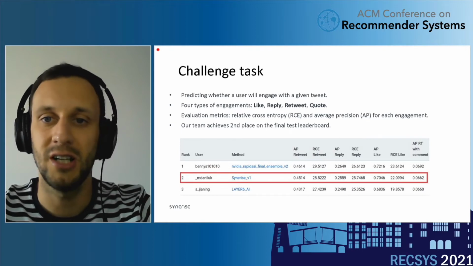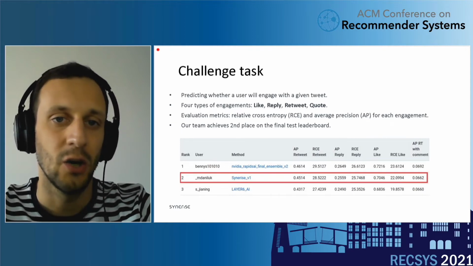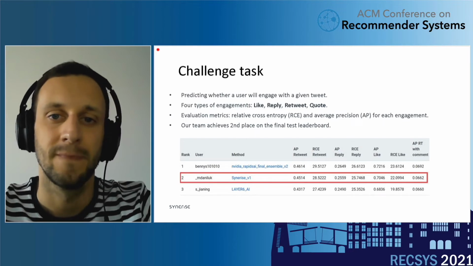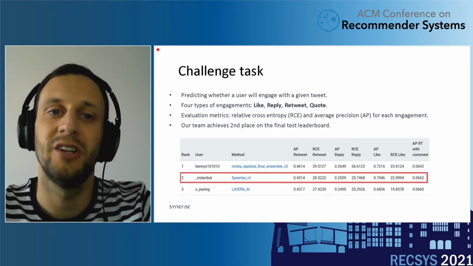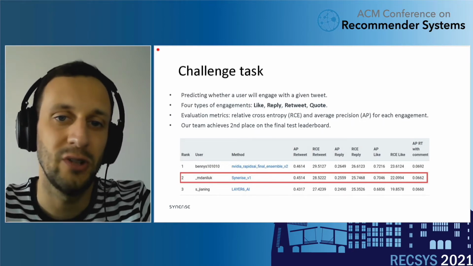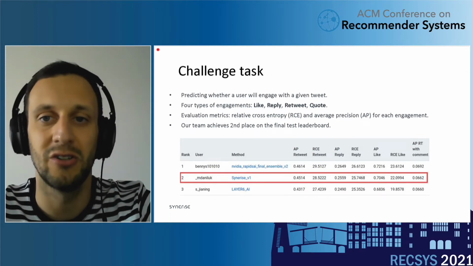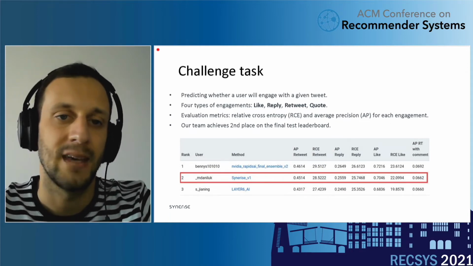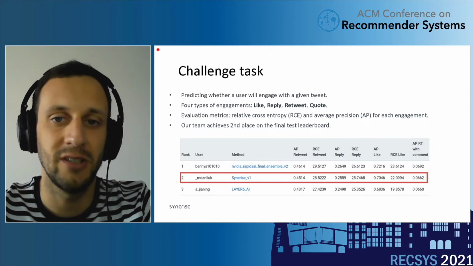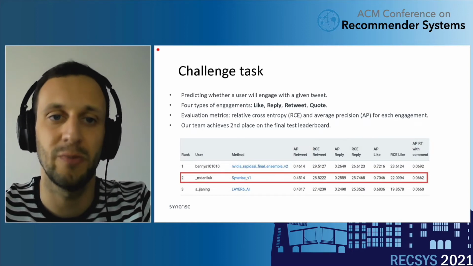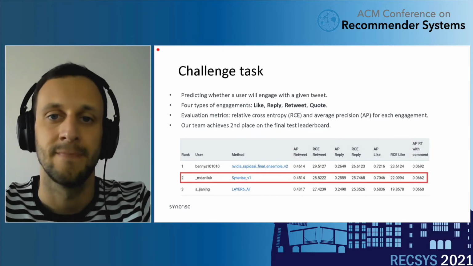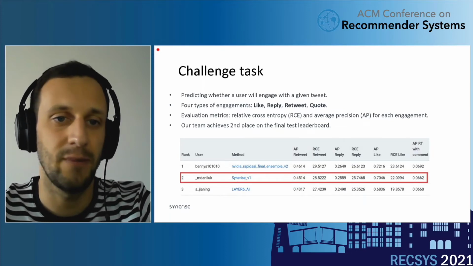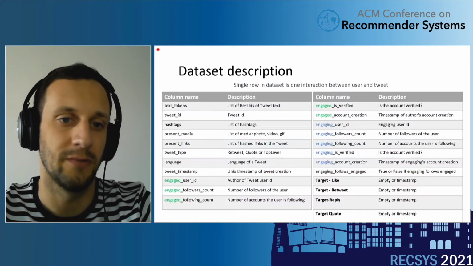The goal of the challenge was to predict user behavior when a user sees a tweet. We needed to predict whether the user liked the tweet, replied to the tweet, retweeted the tweet, or retweeted with a comment. The metrics used for the performance evaluation were relative cross entropy and average precision for each type of engagement. Our team achieved second place on the final test leaderboard.